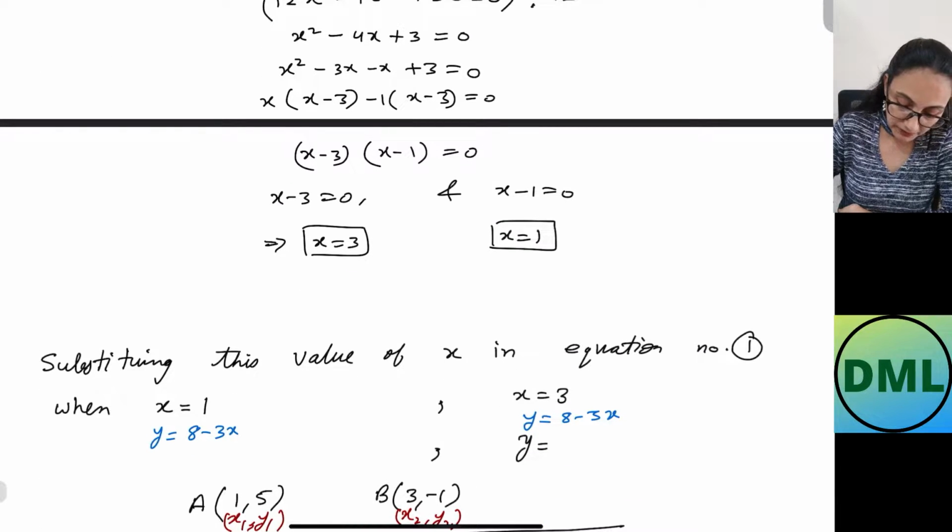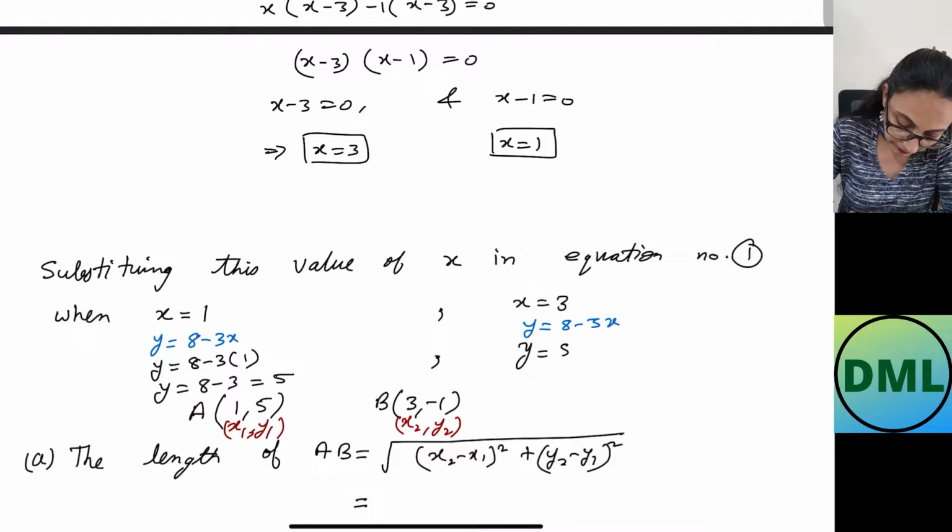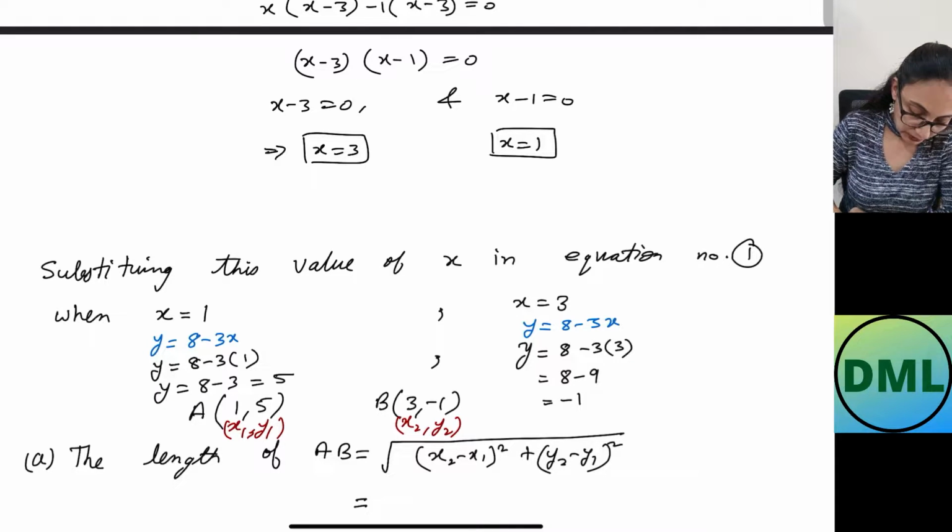Now substituting these values of x in equation number 1. So equation number 1 is y = 8 - 3x. Now let's substitute the value here. So it will be y = 8 - 3 times 1, so y = 8 - 3, which equals 5. Now here it will be 8 - 3 times 3, so it will be 8 - 9, which equals -1. So the point A will be (1, 5) and B will be (3, -1).